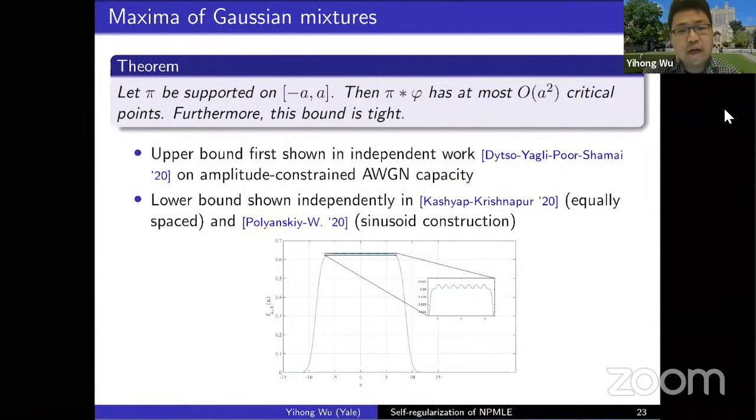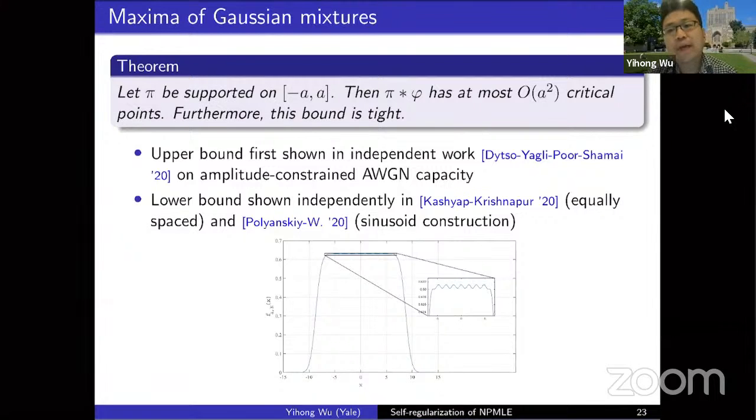This result was first shown very recently in the independent work of Dytso, Yagli, Poor, and Shamai, analyzing, believe it or not, the amplitude constrained Gaussian channel capacity. For that purpose, remember, there's a classical result due to Smith that proved the solution is discrete.